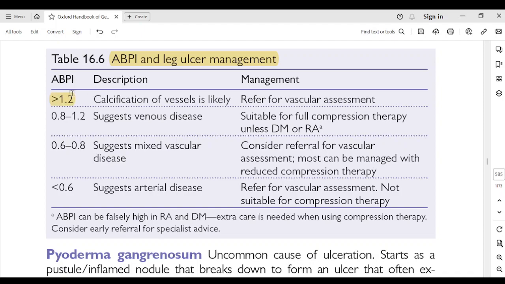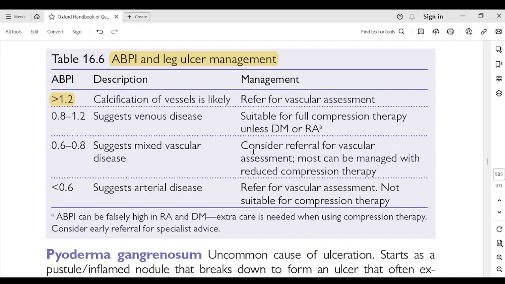Ankle brachial pressure index: more than 1.2 means calcification of the vessels is likely. Refer for vascular assessment. See, there are two sides to an ABPI measurement. If more than 1.2, you also have to refer for vascular assessment because there is calcification of vessels. Less than 0.6 suggests arterial disease; refer for vascular assessment, not suitable for compression therapy.